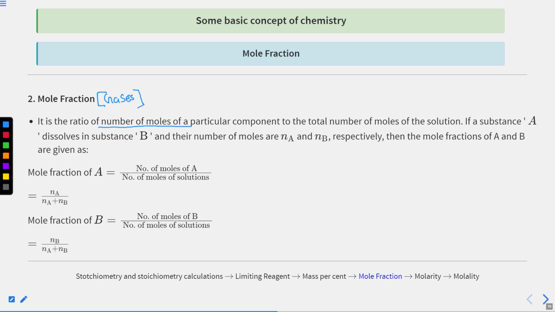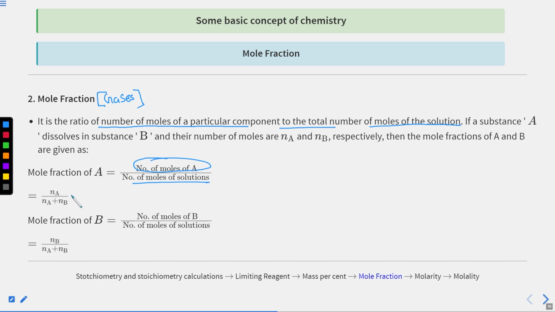Now it is the ratio of the number of moles of a particular component to the total number of moles in the solution. Here we are taking the relative number of moles. Suppose Na is the number of moles of A species and Nb is the number of moles of B species. For the mole fraction of A, it would be the number of moles of A divided by the number of moles in the solution. Got it? We can say it is the relative abundance, or relative amount, of A present in terms of moles. So moles of A divided by total number of moles.